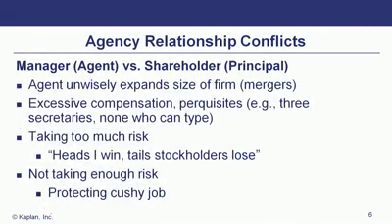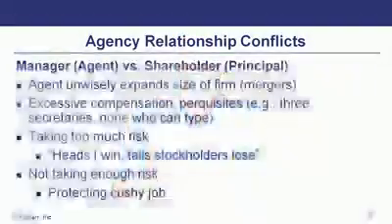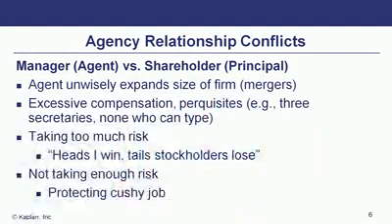So, managers versus shareholders, a real quick summary as we've seen before: the agent unwisely expands the size of the firm, so takes on lots of mergers. Why? Because if you have a bigger firm, you can make more money. Or if you have a bigger firm, you're more likely to get your picture on the cover of Forbes, and then your mother thinks that you're such a bright young boy or young girl. You can expand the size of the firm, and if the returns to shareholders are good, well, that doesn't really matter. Then there's excessive compensation and perks. Here's the 3 secretaries joke.